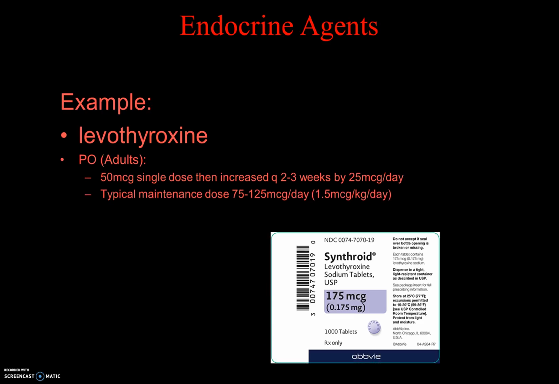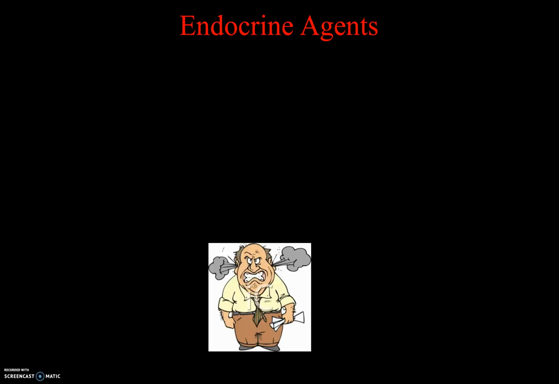Typically, once you hit that maintenance level, that dosing is going to be 75 to 125 micrograms per day, or 1.5 micrograms per kilogram per day. If you're treating children, geriatrics, or infants, you're going to need to make adjustments in those dosages. It can also be given intramuscularly and intravenously for adults and children, and again, those dosing adjustments will need to be made accordingly.